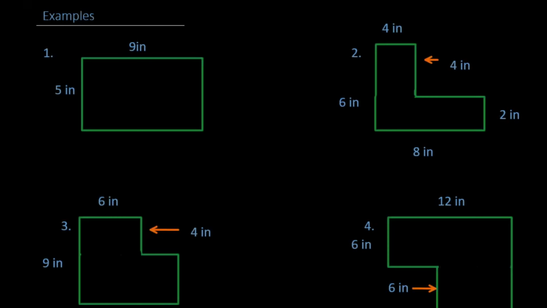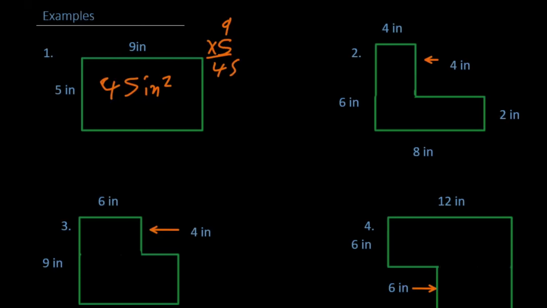So let's do the first one. 5 times 9. Well, we know 5 times 9 is 45, right? So the answer is 45 inches squared. You can't just say 45 inches, because we wouldn't know, maybe it's the perimeter. So you have to put this tiny 2 at the top, or you can just write squared.